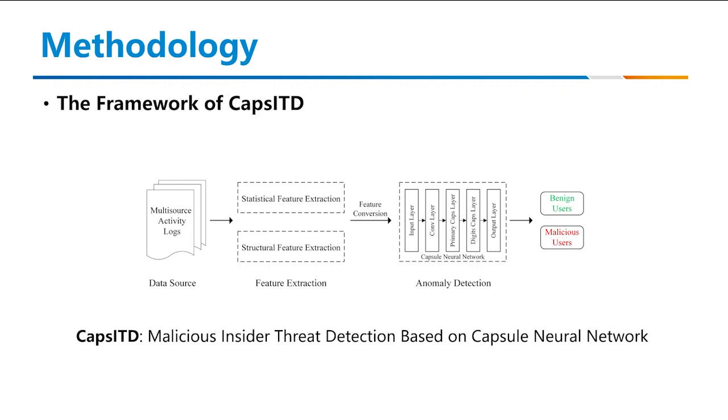Next, we concatenate and convert statistical features and structural features into the form of feature matrices for the next module. In the anomaly detection module, we use the feature matrices obtained in the previous module to train the anomaly detection model based on Capsule neural network and effectively detect the users as benign or malicious.